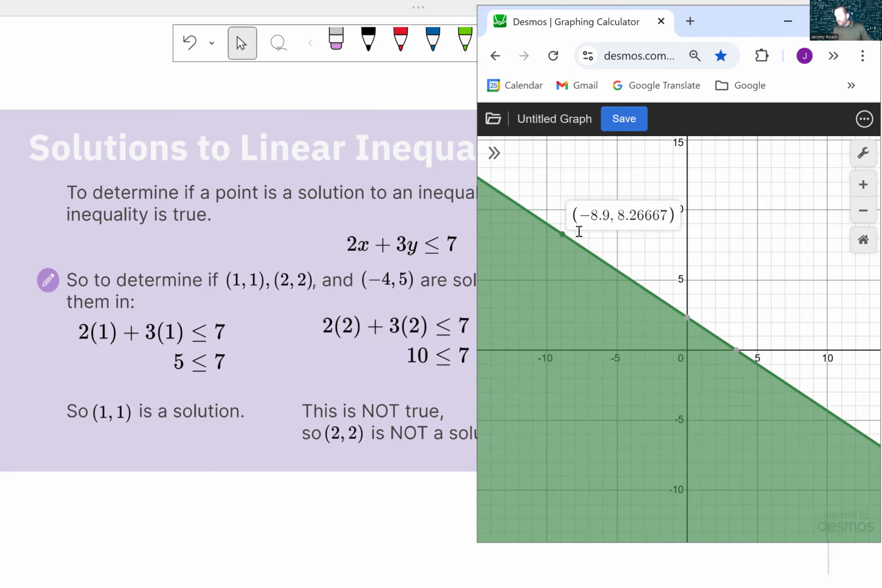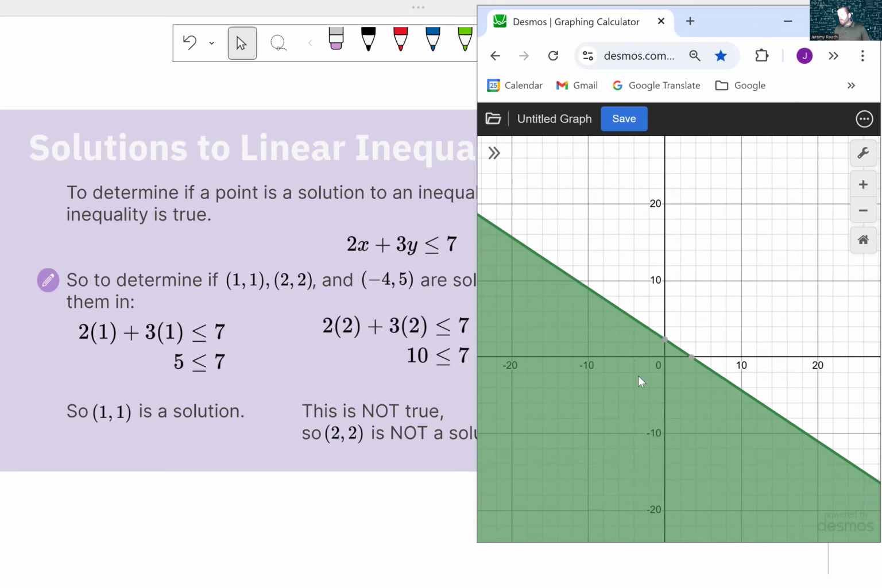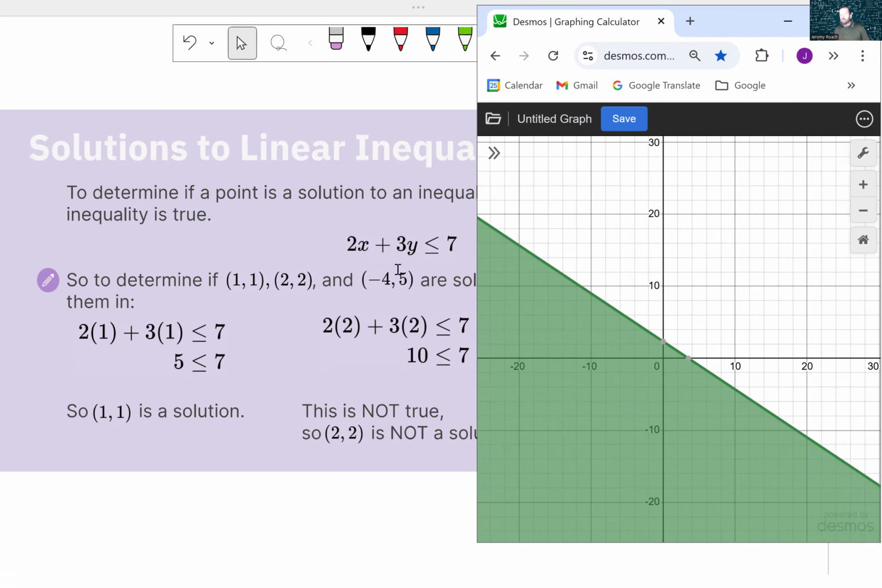So this line is what it would be if it was equal to it. But this says that 2x plus 3y is less than or equal to 7. That means that it can be equal to the line. So it could be 2x plus 3y equals 7, or it could be less than the line. So that means it could be this line here, or it could be all of this green shaded area here as well. So there's a lot of different solutions for this inequality. Whenever we have a linear inequality, there's many different solutions to look at.